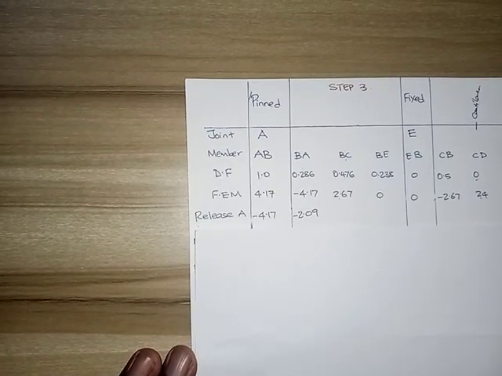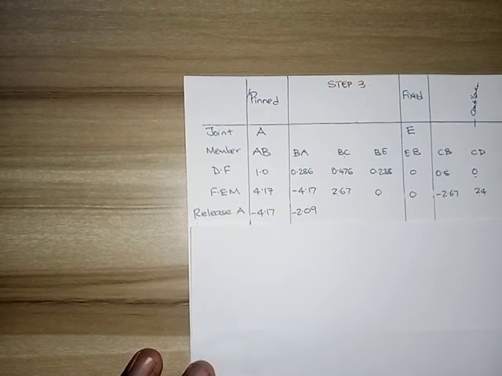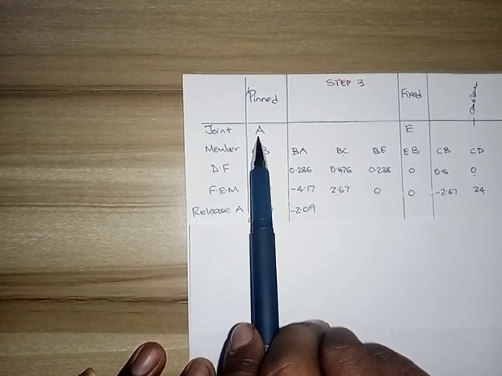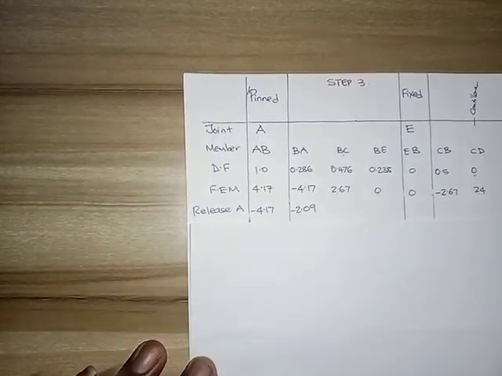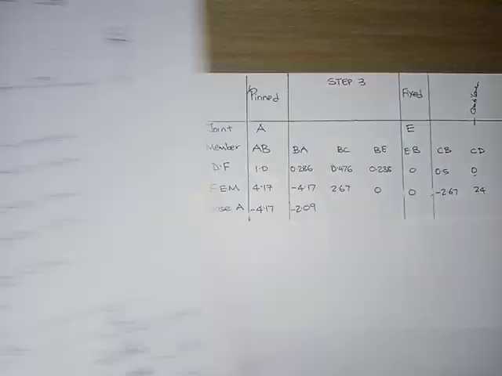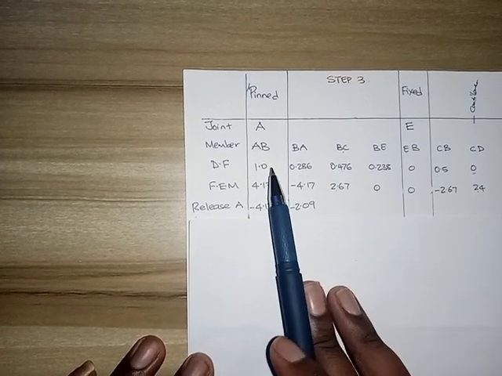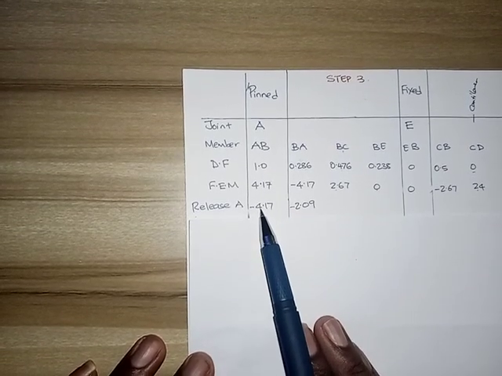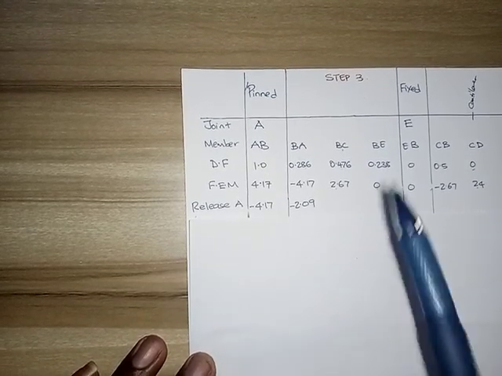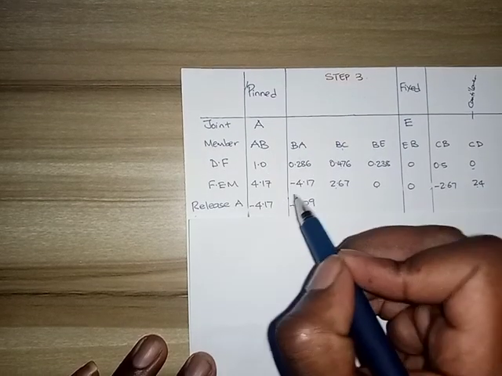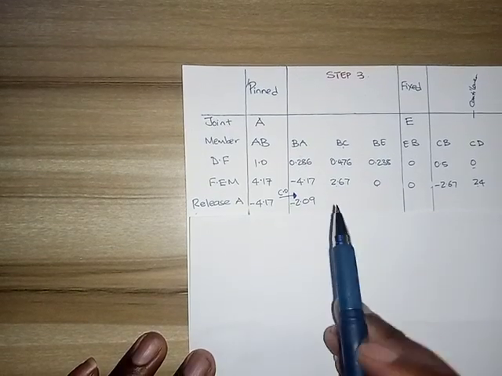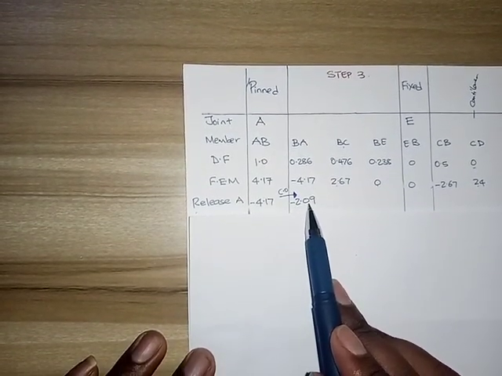Next, now we are going to calculate. Before we start distribution, remember end support A is pinned, so we need to release it. If you look at our question, support A is pinned, so we need to release it by applying an equal and opposite moment. So you add negative 4.17 and you do a carryover. So half of this now comes here as a carryover of negative 2.09.